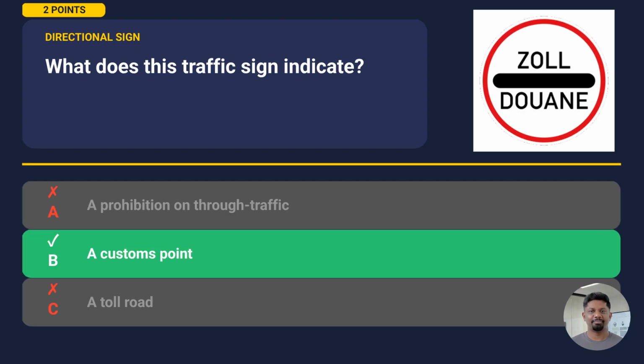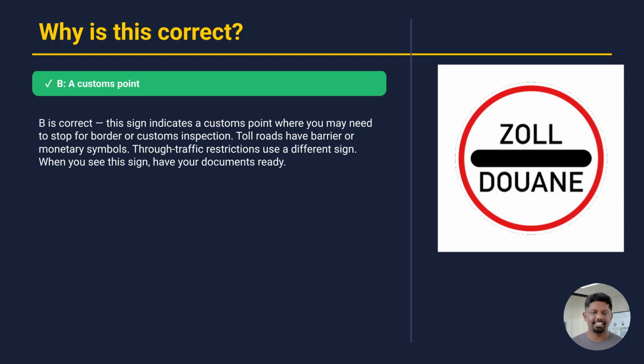The correct answer is B. Let's understand why. B is correct. This sign indicates a customs point where you may need to stop for border or customs inspection. Toll roads have barrier or monetary symbols. Through traffic restrictions use a different sign. When you see this sign, have your documents ready. All right, let's move on to the next question.